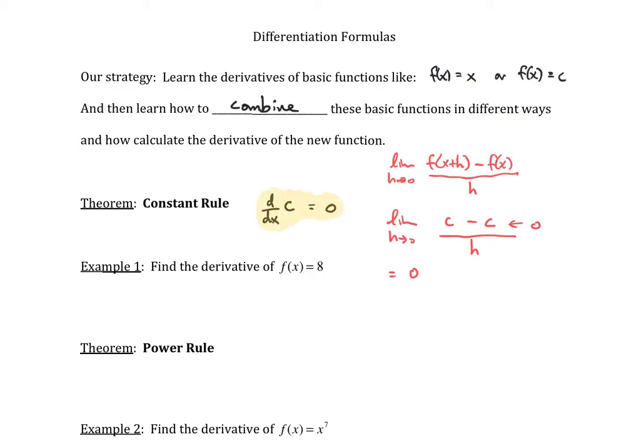All right, let's take a look at a simple example. What's the derivative of 8? Well, if I differentiate the constant 8, guess what you get? You get 0. Cool.